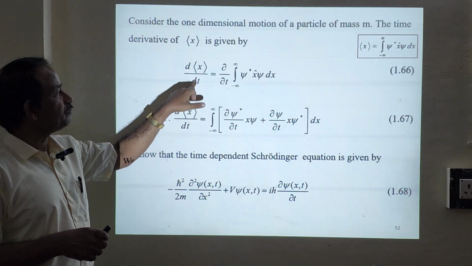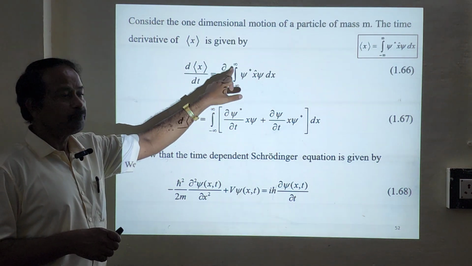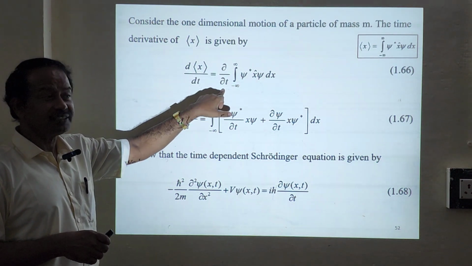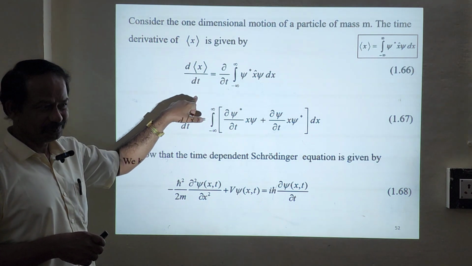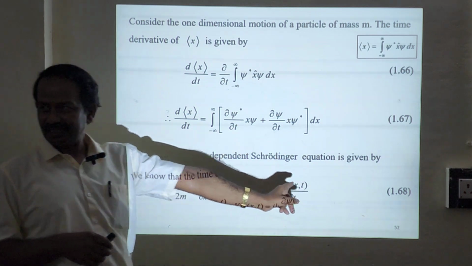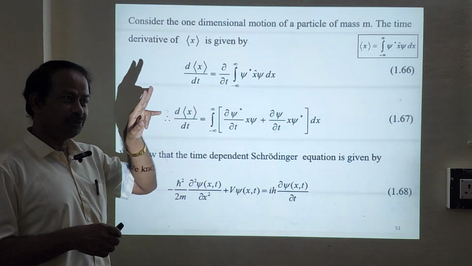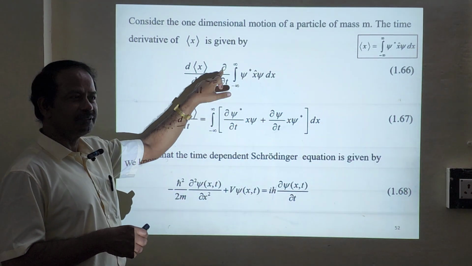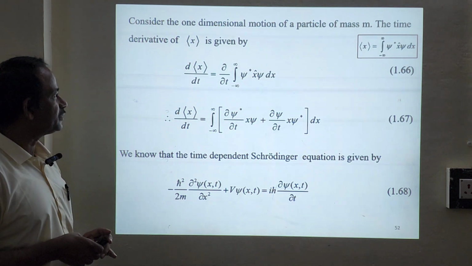So the time dependence of x is given by partial d by dt. Here it is partial d by dt, because psi depends on both x and t, correct? Psi depends on both x and t. So we have two independent variables, and that's the reason we have partial d by dt.